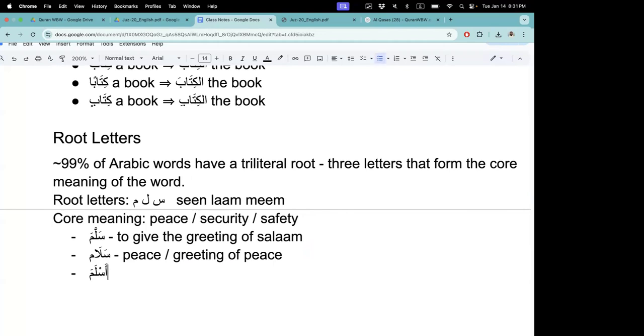Okay. Aslama, to accept Islam. What does accepting Islam mean? You are safe from Allah's punishment. You are a person who has safety, tranquility. You have peace. SubhanAllah. These are interrelated meanings.